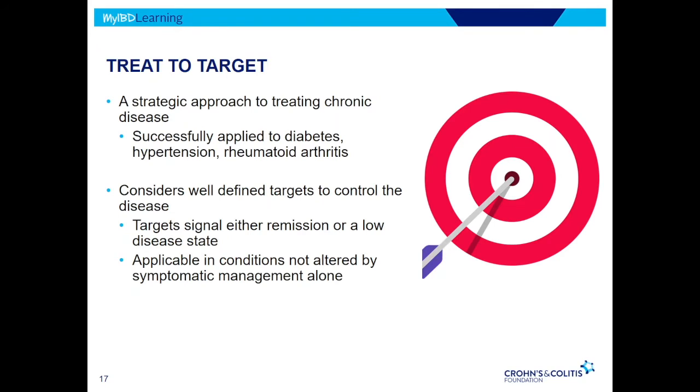So, treat to target is an approach that is borrowed from other diseases like diabetes, hypertension, rheumatoid arthritis. And the idea is that these targets are signals of low disease activity or indicate remission. And these are applicable in conditions where symptom management alone is not adequate. For example, a common example is high blood pressure, right? You can have high blood pressure, not have any symptoms, and over a period of time, if it's uncontrolled, people have complications. And that's kind of the same scenario with inflammatory bowel disease.